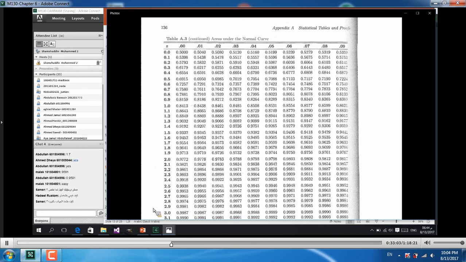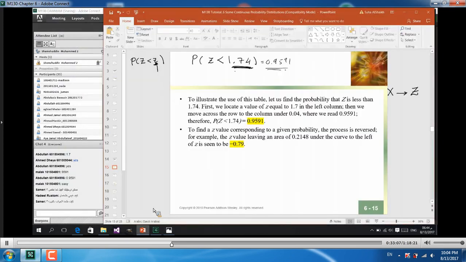Okay. So here in the following example, they are asking me to find the Z value. They want Z, not the probability. Corresponding to a given probability, the process is reversed. For example, the Z value leaving area of 0.2148 under the curve to the left of Z. To the left of Z means less than Z. We must make sure it's to the left. It's equal to 0.2148. They want me now to find the Z.